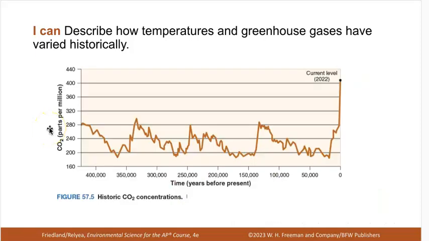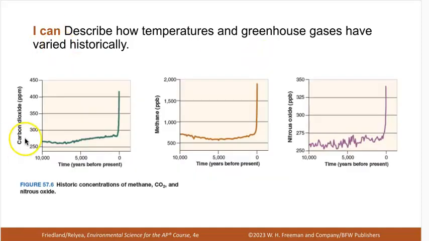Okay, here's just CO2. In the past 400,000 years, it's never gotten much higher than maybe 300 parts per million. We are currently, at 2022, above 400 parts per million. So we're higher than we've ever been, and we think it's anthropogenic, caused by humans burning fossil fuels. Okay, so again, here's our historic methane. This is CO2, this is methane, this is nitrous oxide, going back 10,000 years to the present.